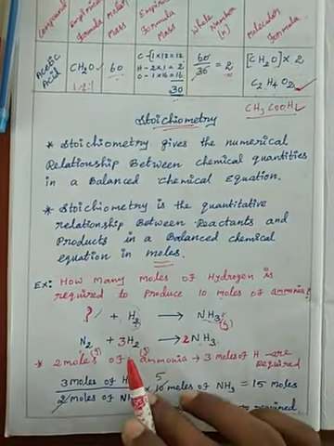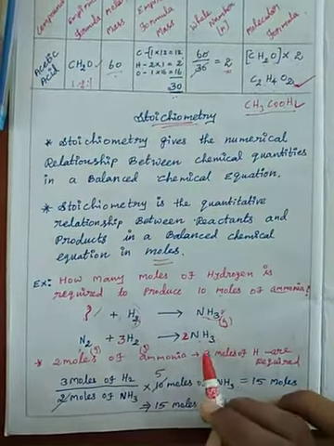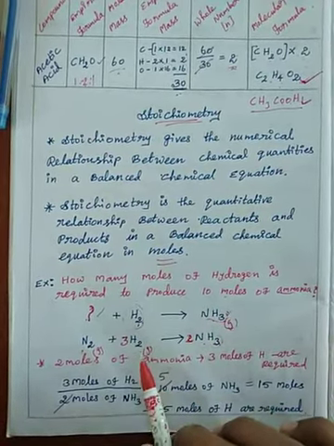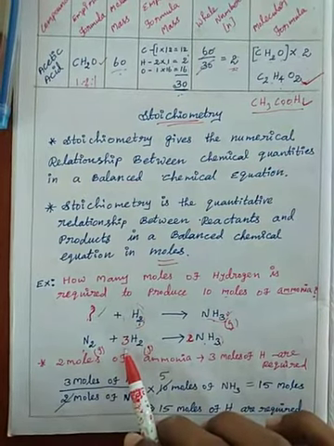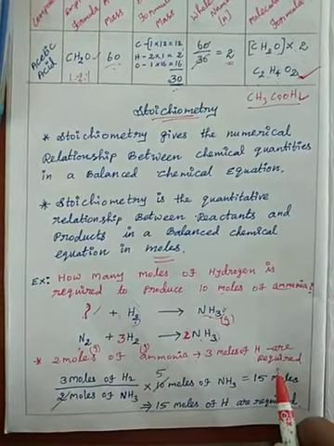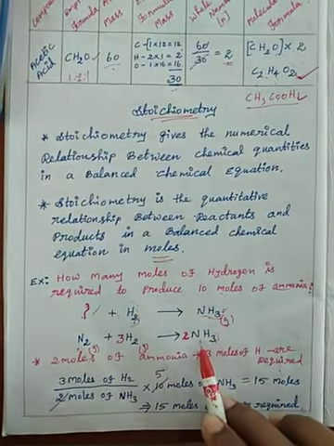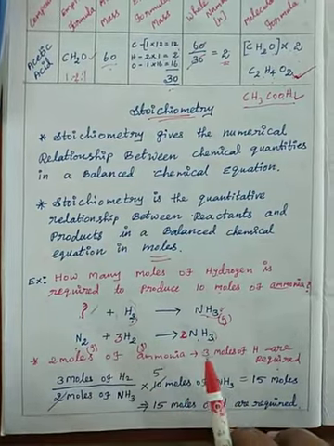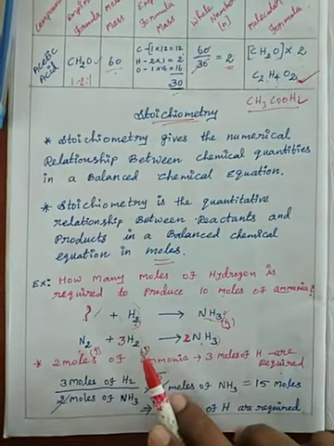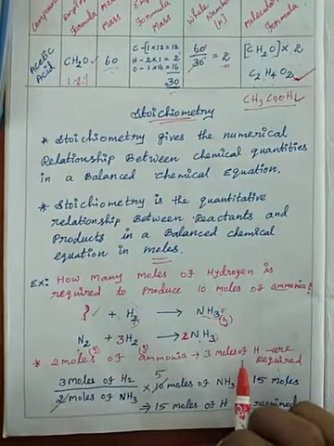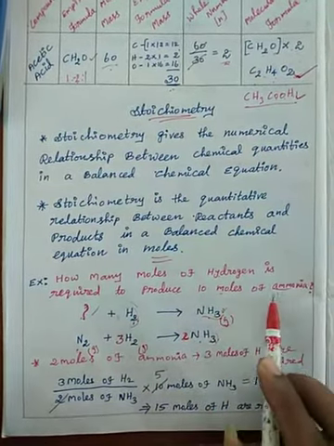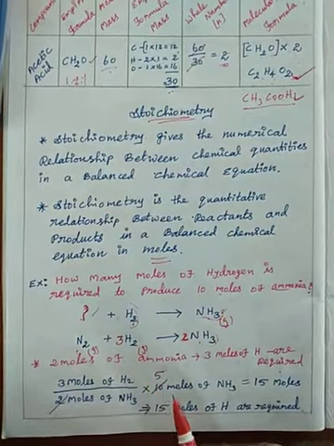Next you calculate. To produce 2 moles of ammonia, how many moles of hydrogen are required? 3 moles of hydrogen are required, students. 2 moles of ammonia, 3 moles of hydrogen. So 4 moles of ammonia means 6 moles of hydrogen. 6 moles of ammonia means 9 moles of hydrogen. 8 moles of ammonia means 12 moles of hydrogen, and 10 moles of ammonia means 15 moles of hydrogen.